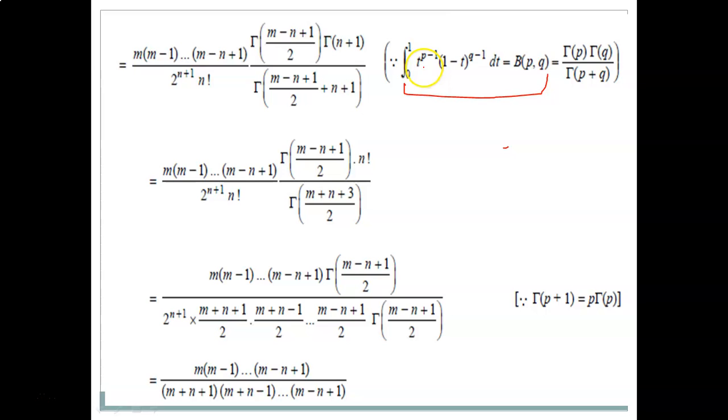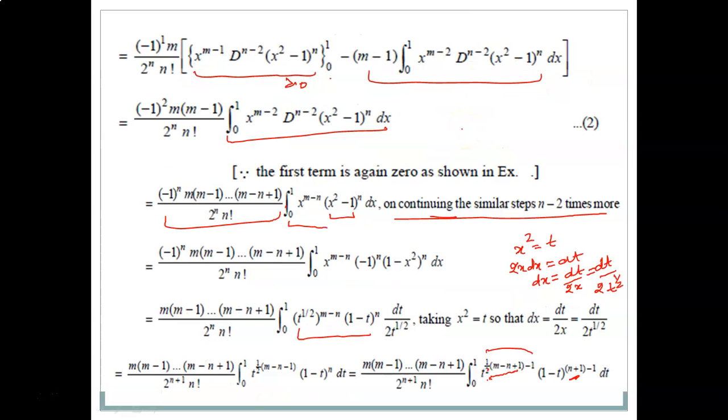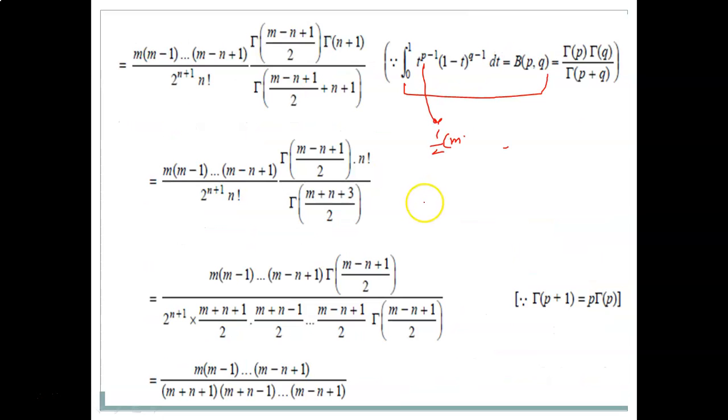So in place of p, as I mentioned, is 1 by 2 (m minus n plus 1), and in place of q here we have seen is n plus 1. So it becomes beta of 1 by 2 (m minus n plus 1) and n plus 1.